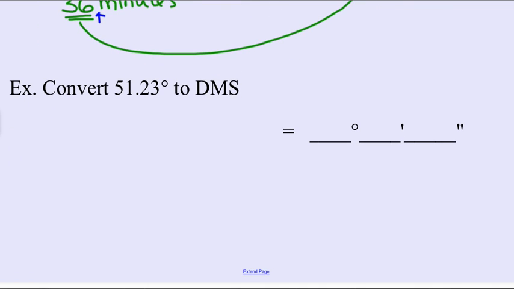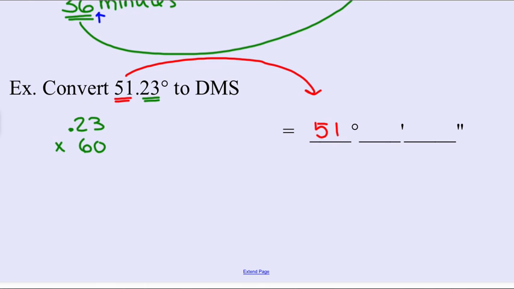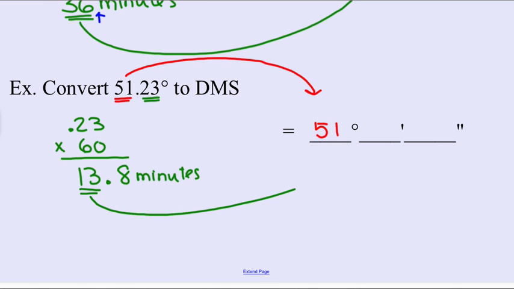Second example. We take that 51 is the 51 degrees, and now we're going to go into our decimal place of 0.23. So we take 0.23 and we multiply it by 60. And what we get is 13.8. So that's saying it's 13.8 minutes. So I'm going to just take the 13, and that's going to go in for my minutes. And now I have to continue on with that decimal place of the 0.8.